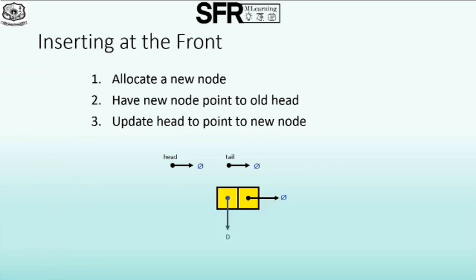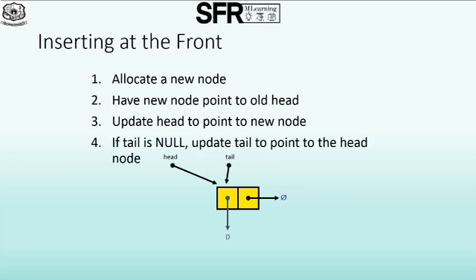Next, inserting at the front: allot a new node, have the new node point to the old head, and update the head to point to the new node. These are the steps we have to follow when inserting at the front. Then, if the tail is null, update the tail to point to the head node. Both head and tail point to the new node.